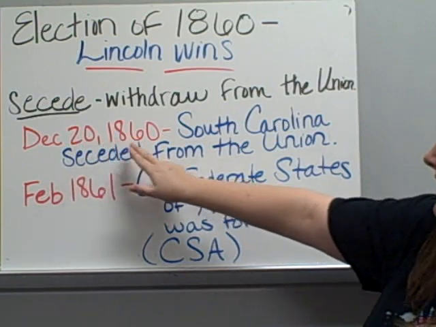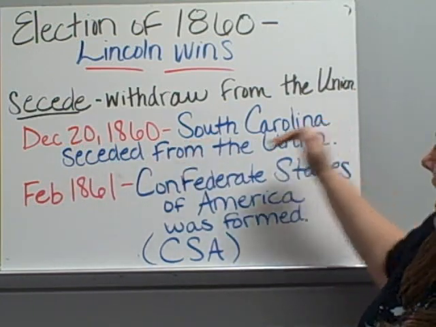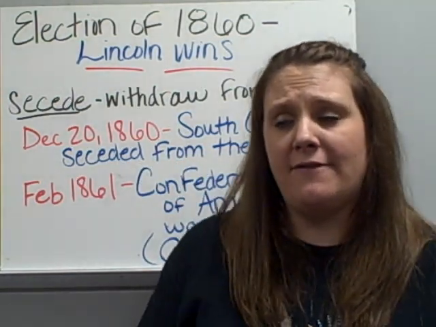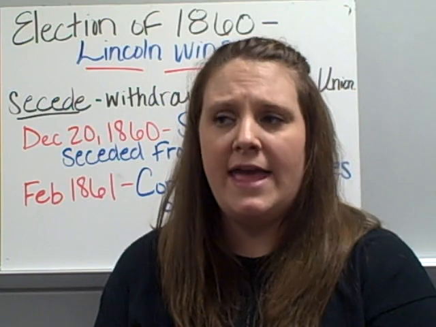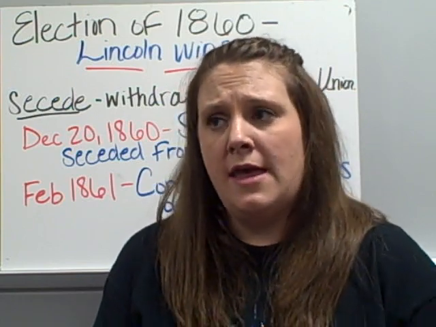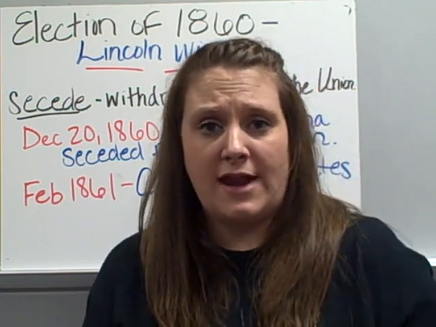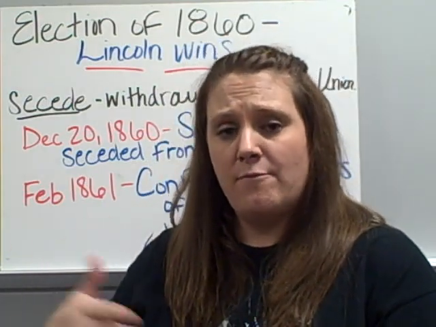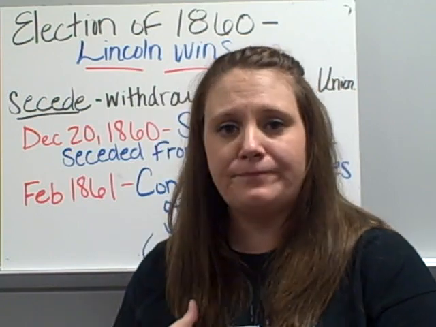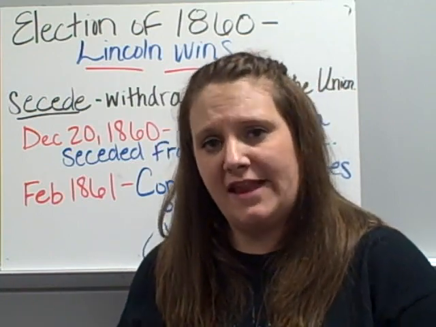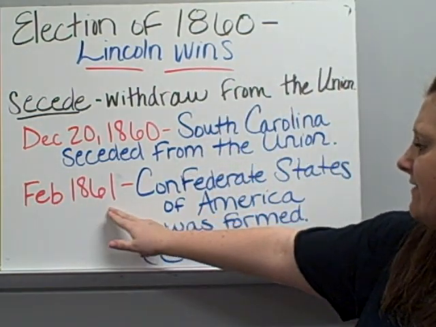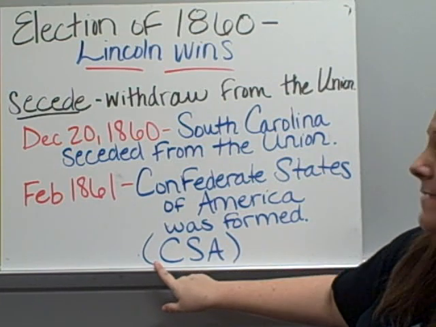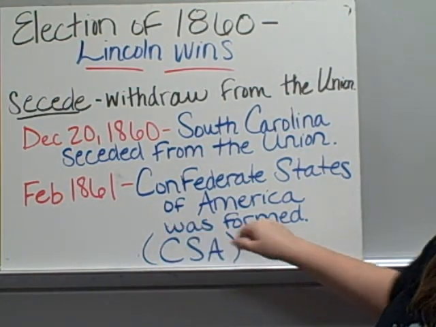So on December 20th, 1860, South Carolina is going to be the first state to secede from the Union. That means they made a formal withdrawal from the United States of America and said they were going to become their own separate country. After South Carolina secedes, multiple states began to secede after that. And by February 1861, the Confederate States of America were formed. And this is going to be, from now on, known as the CSA, the Confederate States of America.